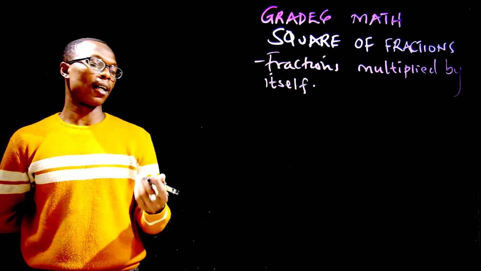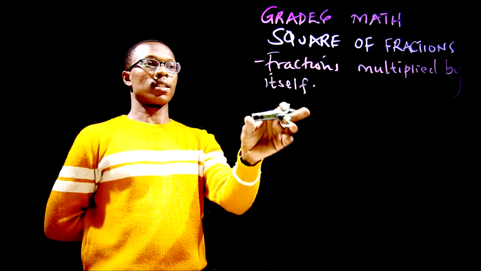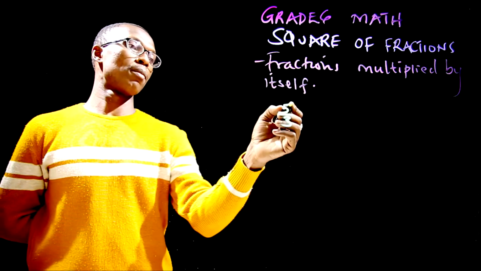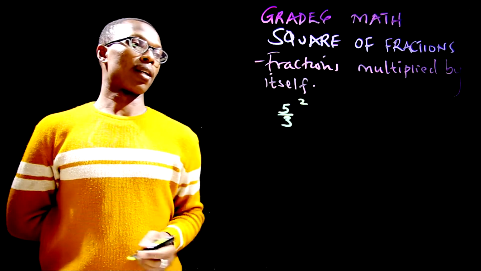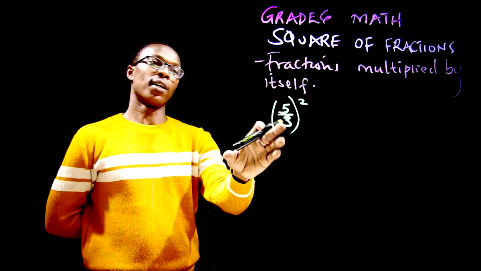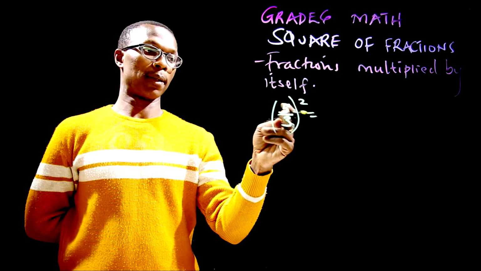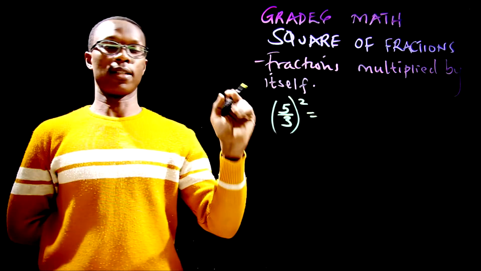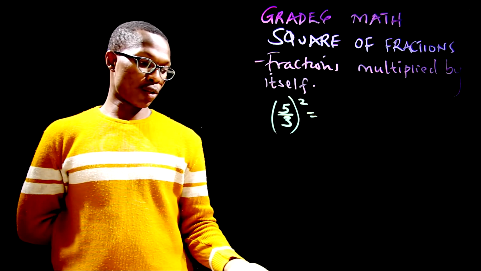Let's say, for example, we have 5 over 3. This is not a square because it's not raised to power 2. If we want to make a square out of this fraction, we have to write it raised to power 2. Now, to simplify it, we have to multiply both the numerator and the denominator.